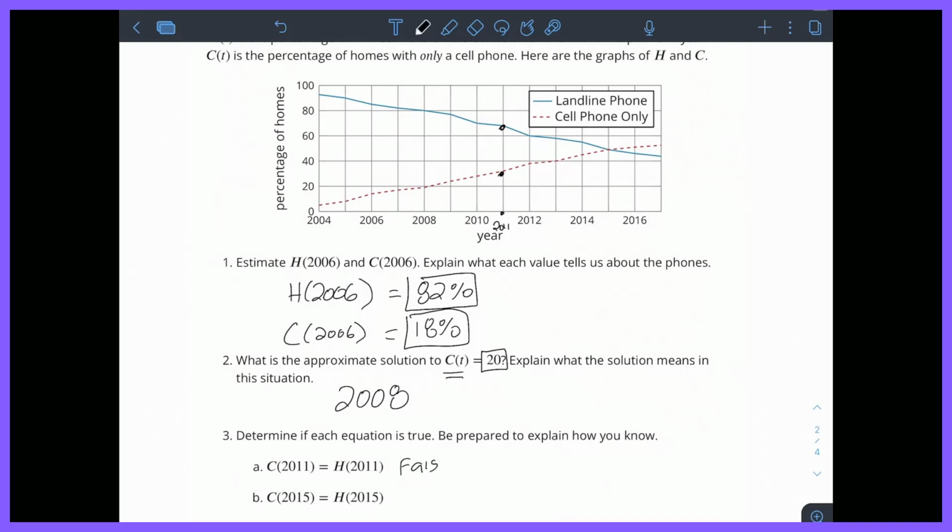This is false. How about 2015? Okay? 2015 is right here. 2015. They are indeed equal. That's evidenced by them intersecting. The blue and the red line intersect one another at that point.